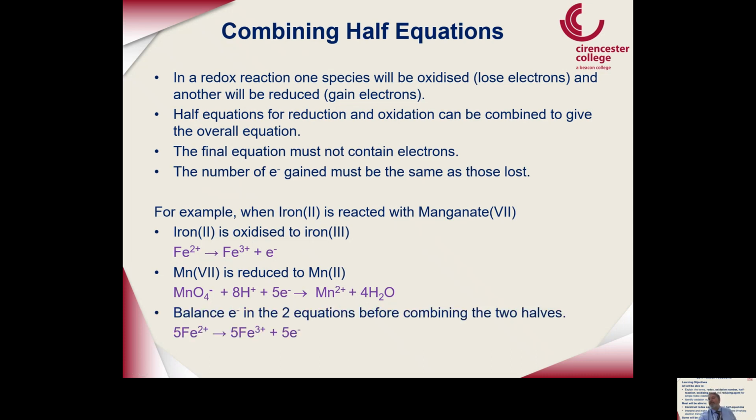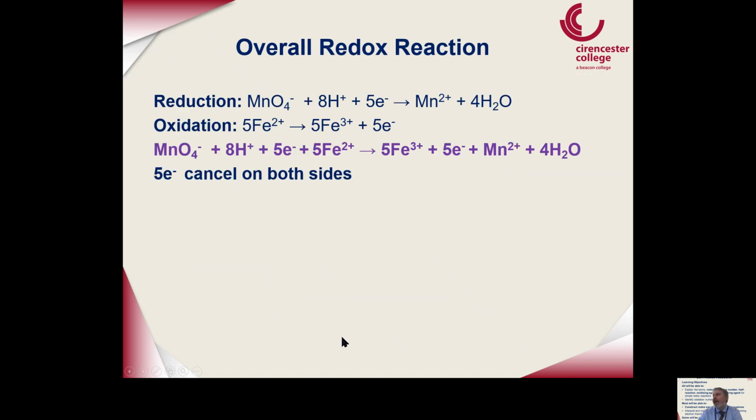So we combine the two halves. First off, multiply this one by 5, because we need 5 electrons. And then we have it like this. So we've got the two equations. The reduction is this, because it's gone from +7 to +2, so it's being reduced. This has gone from +2 to +3, this is being oxidized. We've got the electrons, right? Now we can bind them back together.